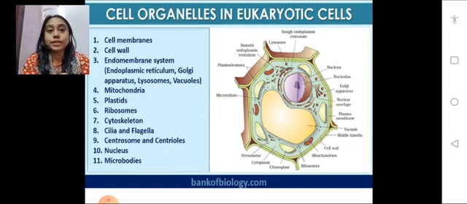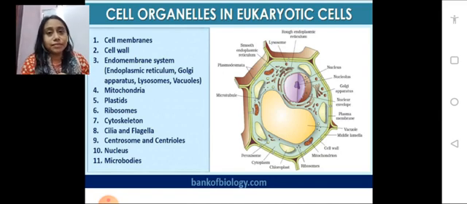Then cell organelles. What are the cell organelles in a eukaryotic cell? Eukaryotic cells have a large number of cell organelles which are not present in prokaryotes. So in a plant cell, let us see what the cell organelles are. Cell membrane, the outermost, or plasma membrane, is present. Cell wall is there. Then the endomembrane system is there, and this endomembrane system consists of endoplasmic reticulum, Golgi apparatus, lysosome, vacuoles. We'll go into all these organelles in detail in the coming classes.